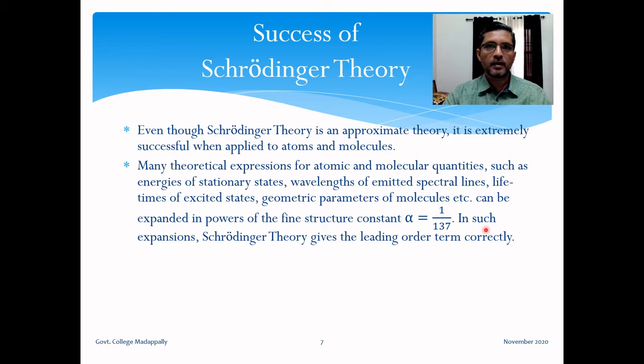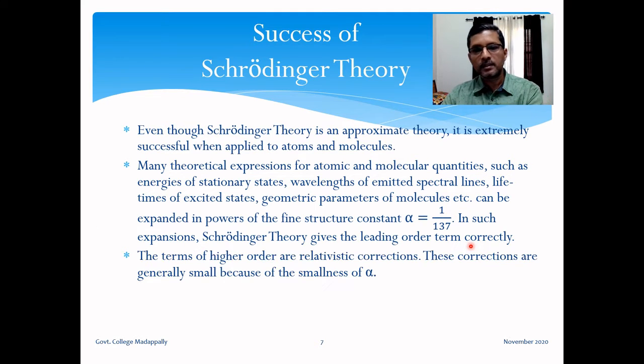And when we write this power series in terms of alpha, alpha squared, alpha cubed, etc., the first term, the leading order term, can be correctly obtained from Schrodinger's theory. And the terms of higher order are relativistic corrections. Remember that Schrodinger theory is a non-relativistic theory. So the higher order terms are relativistic corrections. And these corrections are generally small because of the smallness of alpha. You can see that alpha is of the order of 10^-2, 1/137. So because of the smallness of alpha, alpha squared, alpha cubed, etc. will be subsequently smaller.